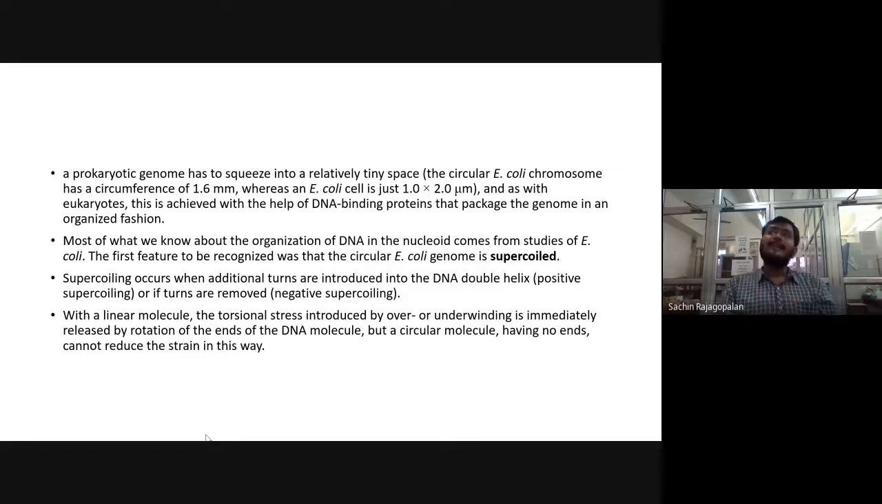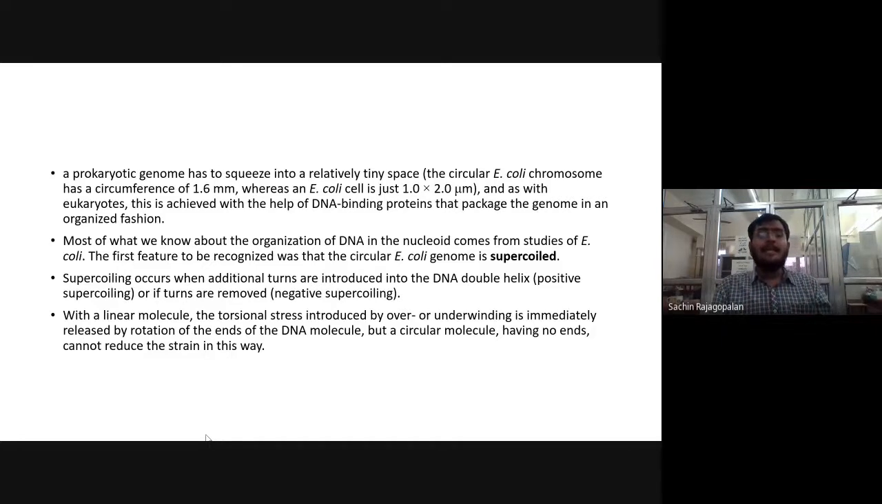So we need to understand that this logic has to apply to the nucleoid also. I have to package the DNA in such a way that it is compact so that it can remain in that tiny cell. Now, the first thing that was recognized with the E. coli genome was that the genome is supercoiled. Now, what is supercoiling?